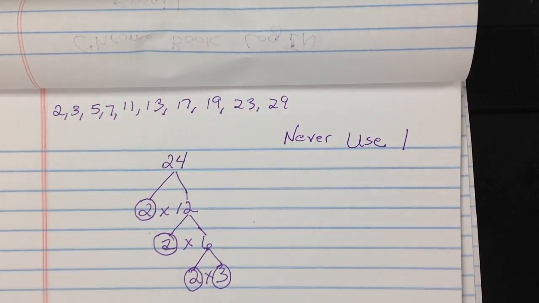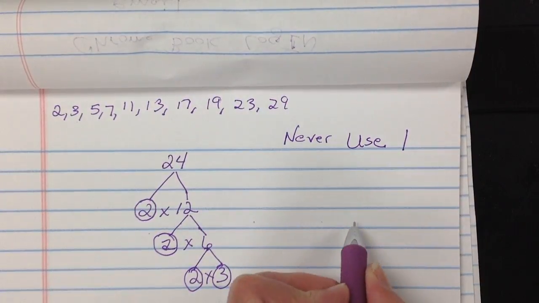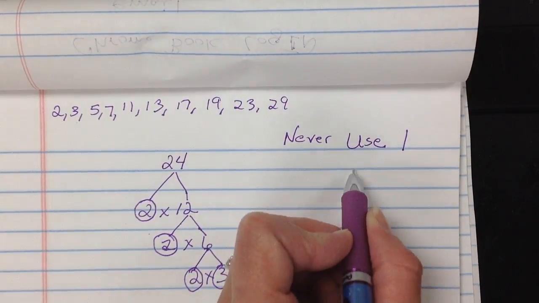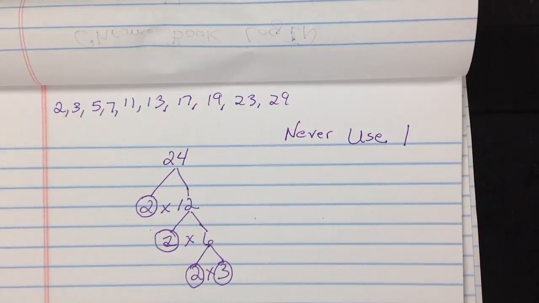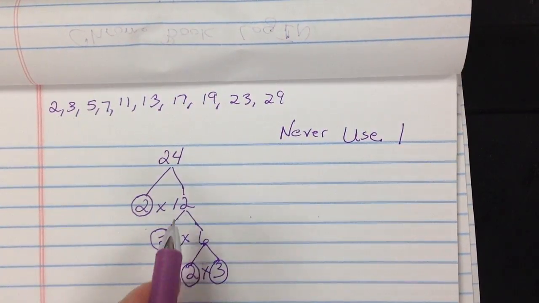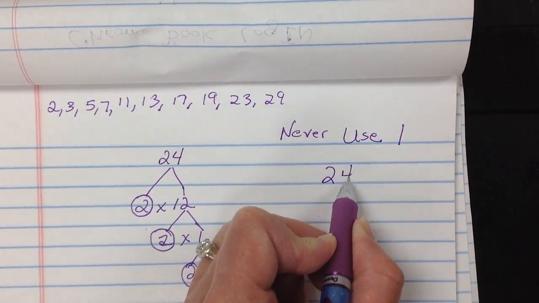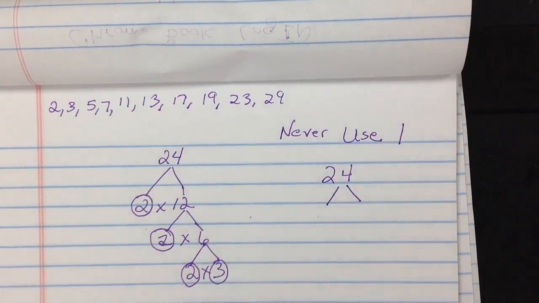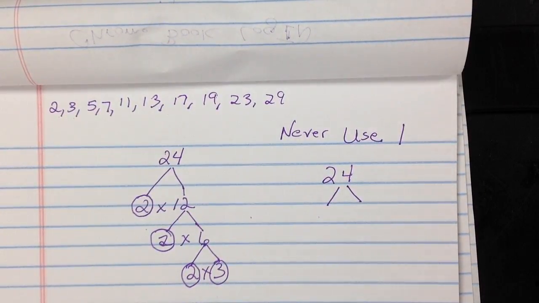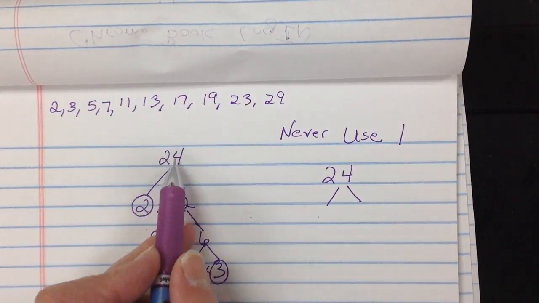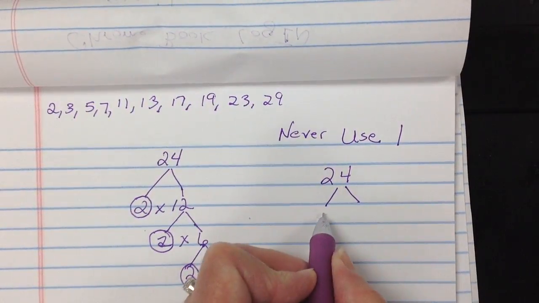Now let's do the number 24 again. This time I'm going to use a different factor pair to start with. I want to show you it doesn't matter which factor pair you start with. Again, we are never using 1. Forget about 1. Remember, we are not using 1. So what times what is equal to 24? Well, 3 times 8 is.